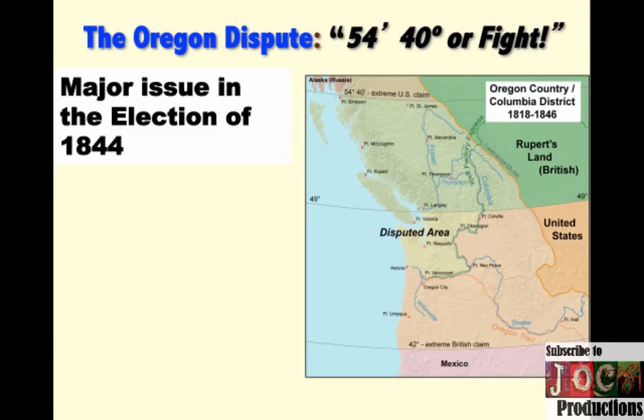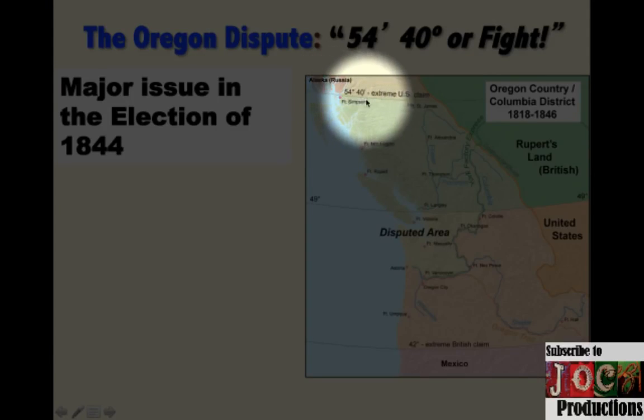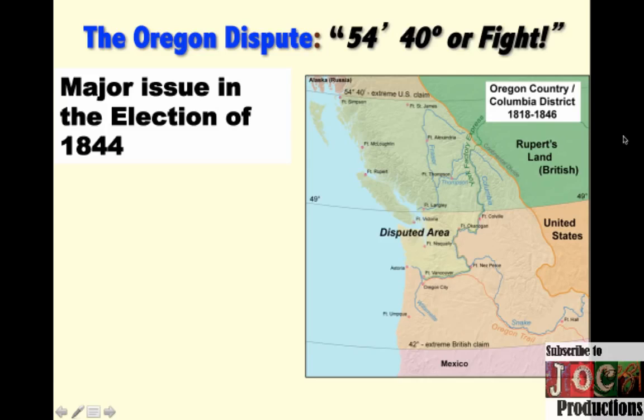So during the campaign of 1844, Oregon becomes an issue. In fact, during the campaign, Polk said 54-40 or fight, meaning the United States is going to get the boundaries of Oregon all the way up to here. That's the land we're going to take. And if you don't give it to us, England, we're going to fight.